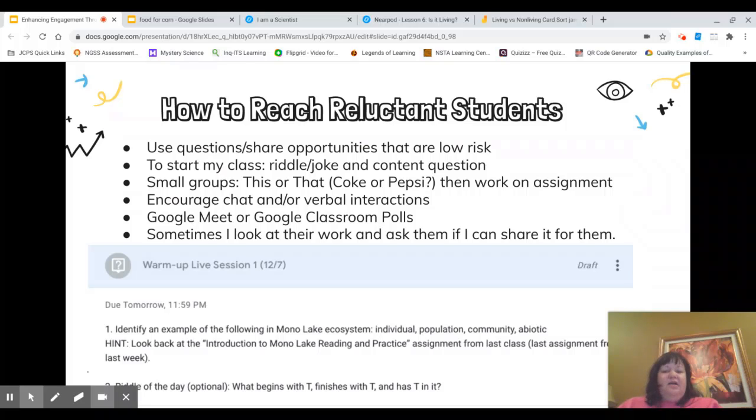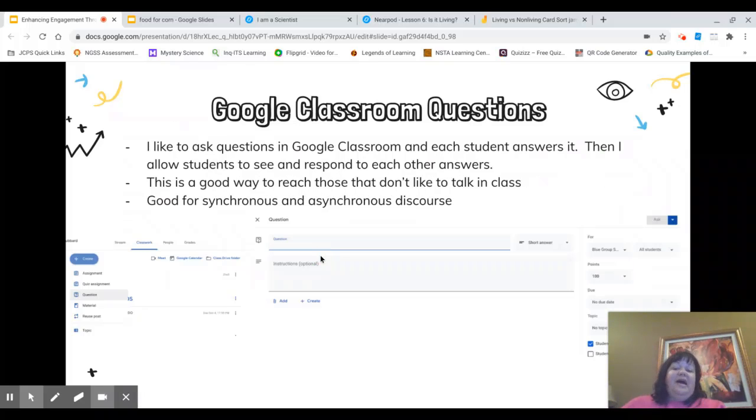And then sometimes I will look at a student's work and ask them if I can share it for them. Sometimes when I do that, the kid will chime in and say, well, what I meant here. It gets those people who are reluctant, who know their work is good, but say, I'm a little reluctant, but you can share it for me. That's another way to get them going.